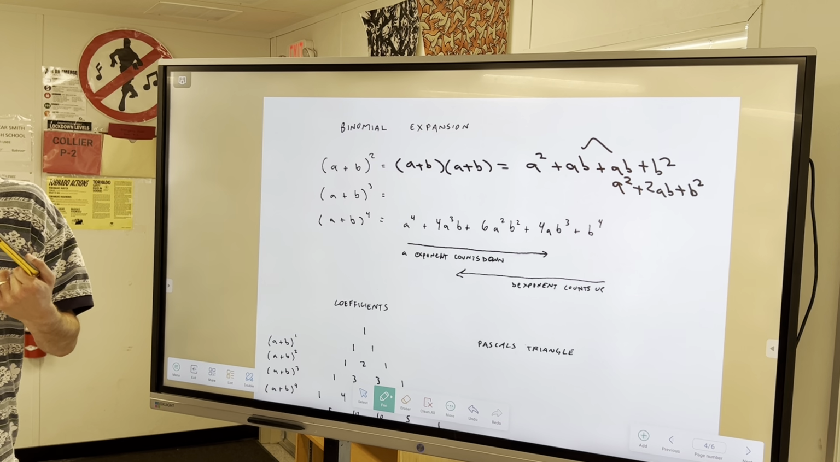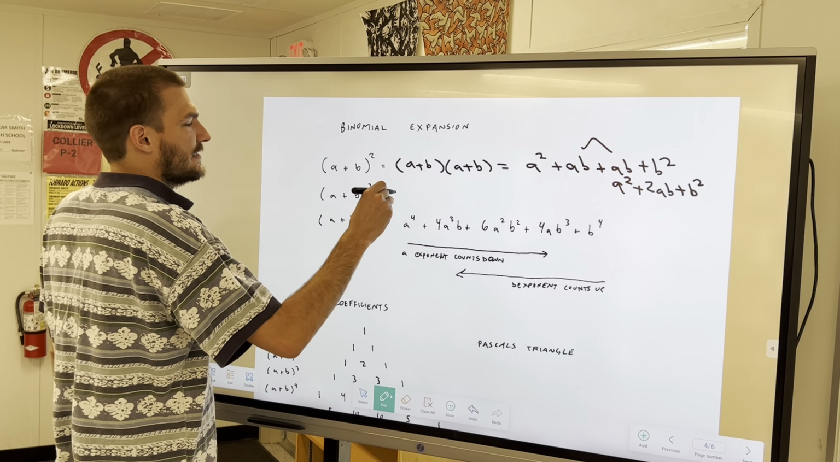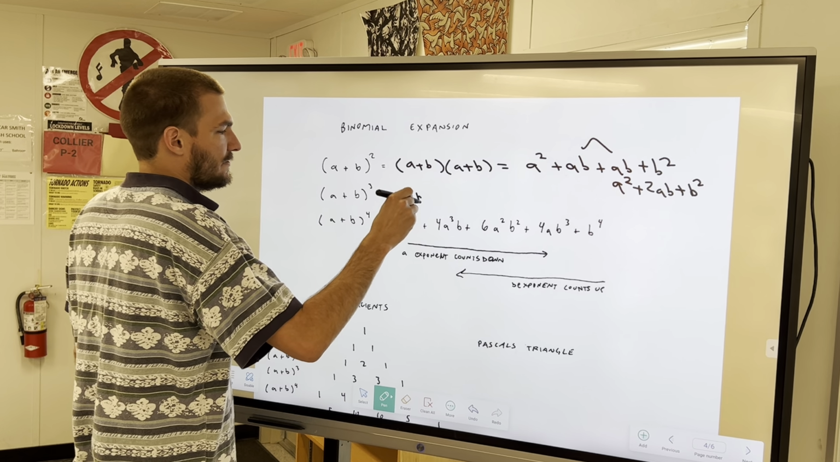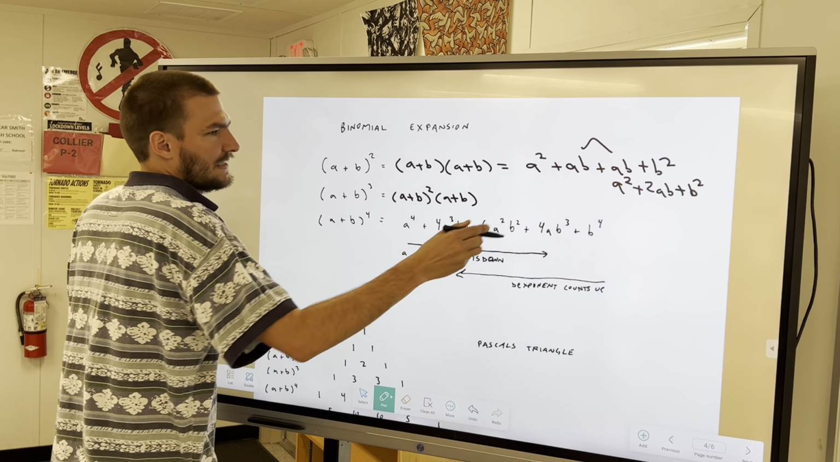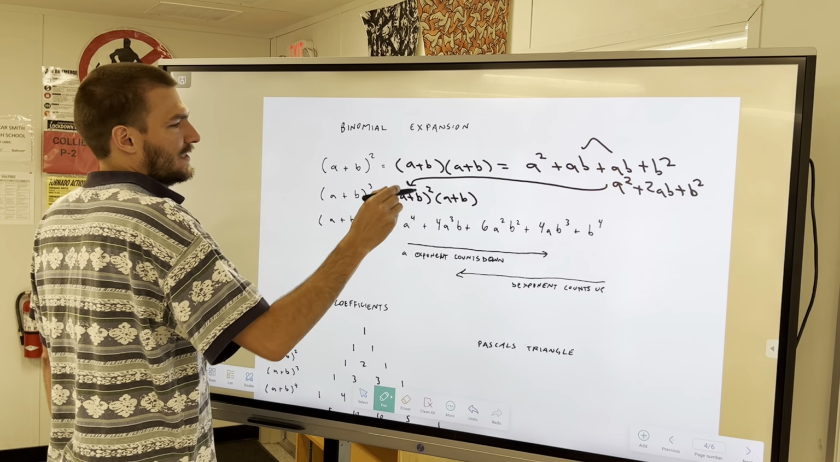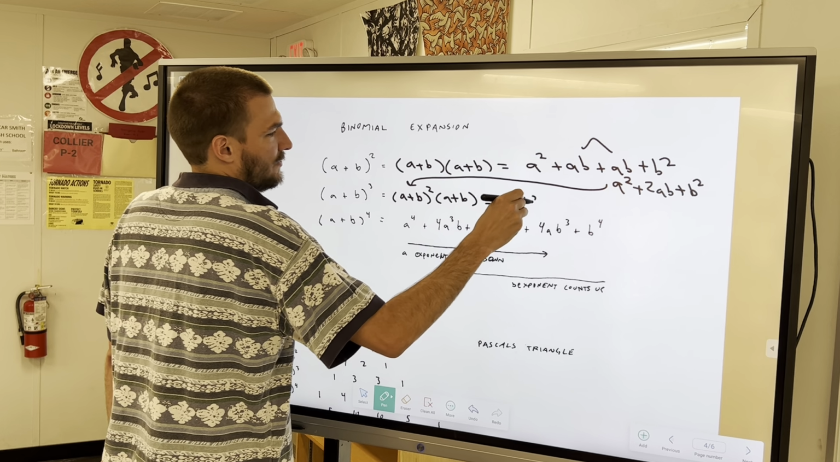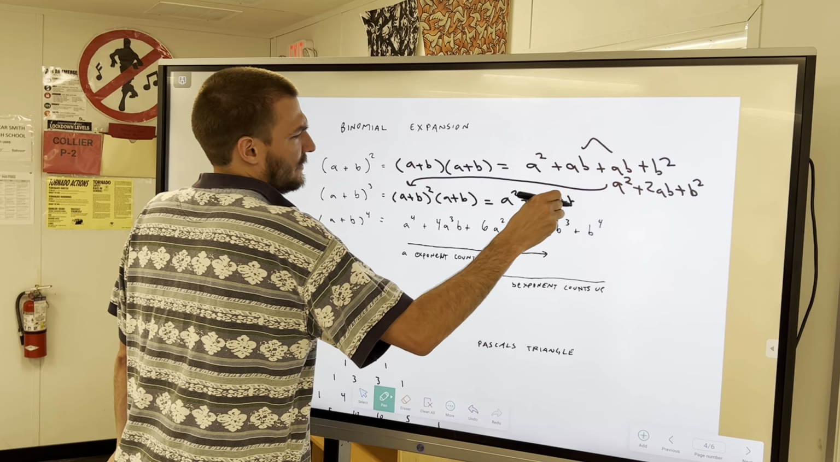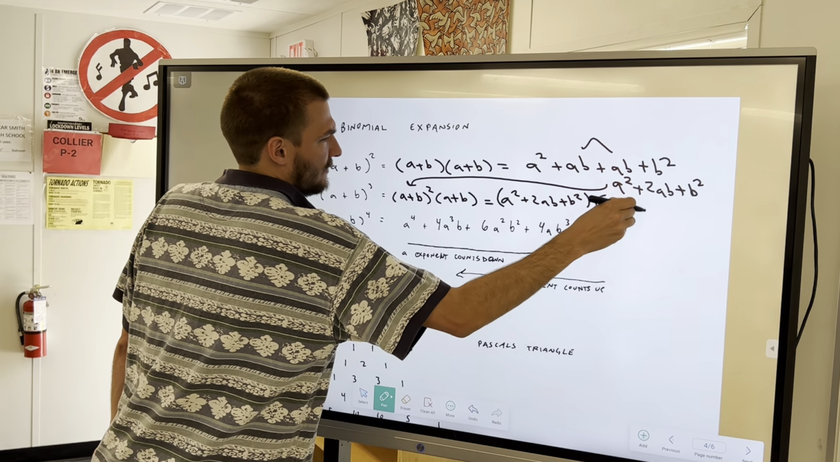Well, if we wanted to cube it, that would be like (a plus b) squared times (a plus b). And we could borrow this one that we just got. So it would be (a squared plus 2ab plus b squared) times (a plus b).